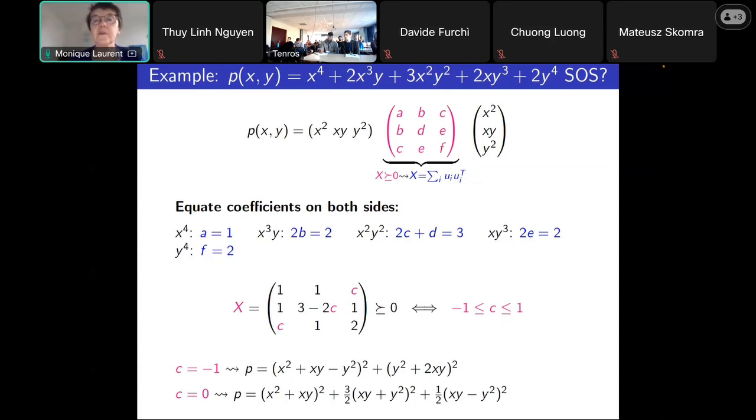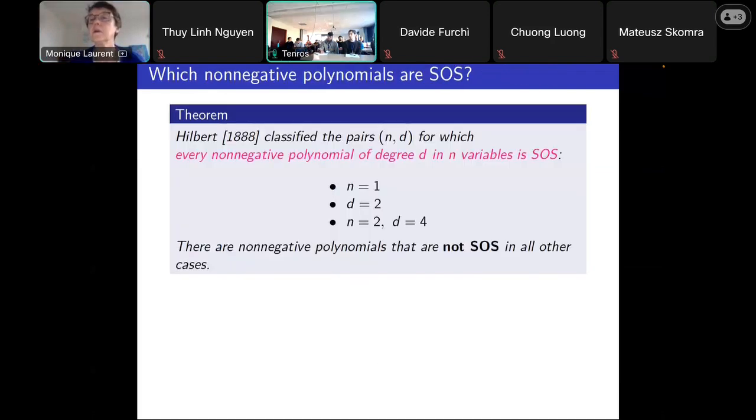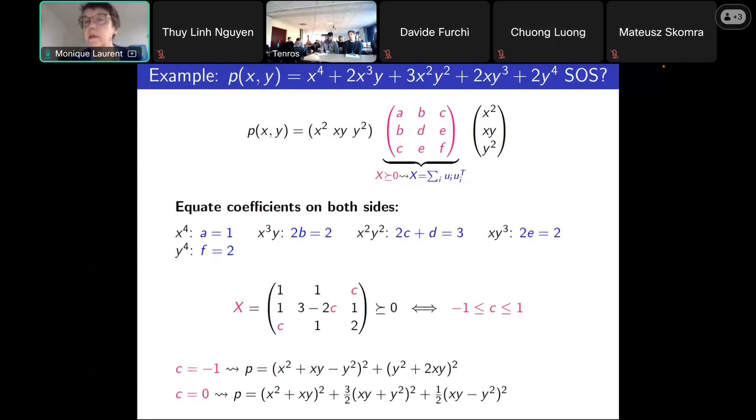If there is any question? Yes, there is a question, Monique. Are sums of squares only for homogeneous polynomials, or for arbitrary polynomials? For arbitrary polynomials.